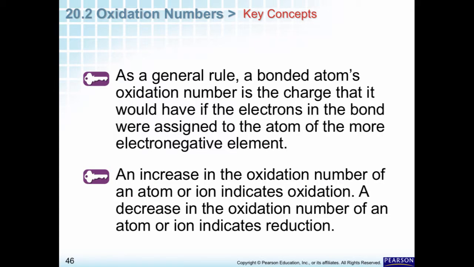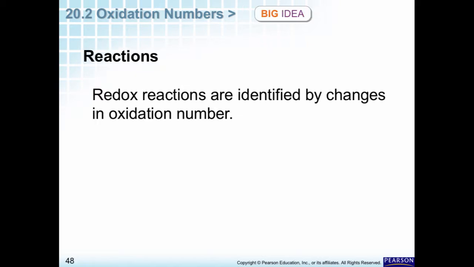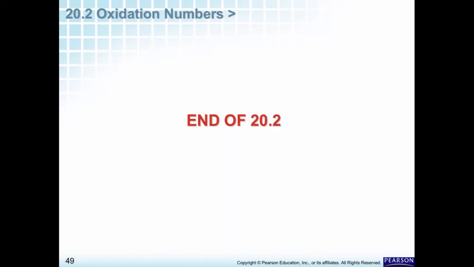Summarize. As a general rule, a bonded atom's oxidation number is the charge it would have if the electrons in the bond were assigned to the atom of the more electronegative element. An increase in oxidation number of an atom or ion indicates oxidation. A decrease in oxidation number of an atom or ion indicates reduction. Definition of oxidation number. Okay, the big idea, reactions. Redox reactions are identified by changes in oxidation number. And that's it.